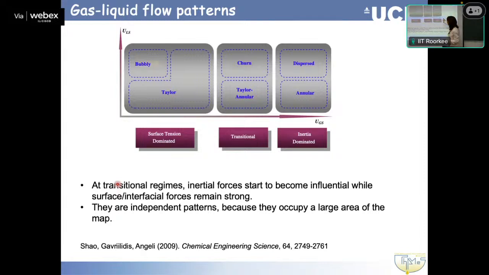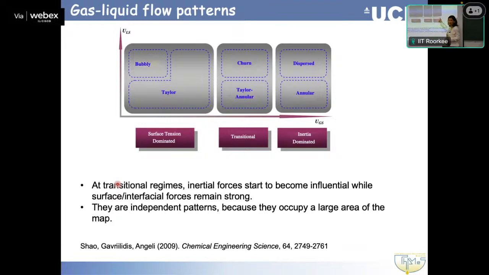It is applied. So in this flow pattern map, we have the flow patterns that are surface tension dominated at lower velocities. Then there are some transitional patterns. I'll come back to this. And then there are the patterns that are dominated by inertia. And these are the annular flows and the dispersed flows.